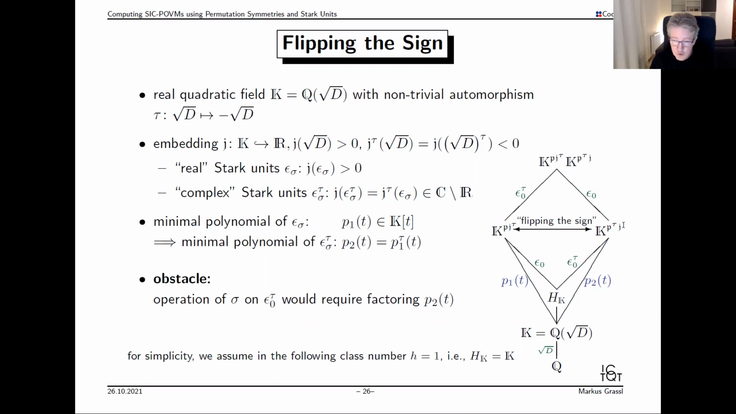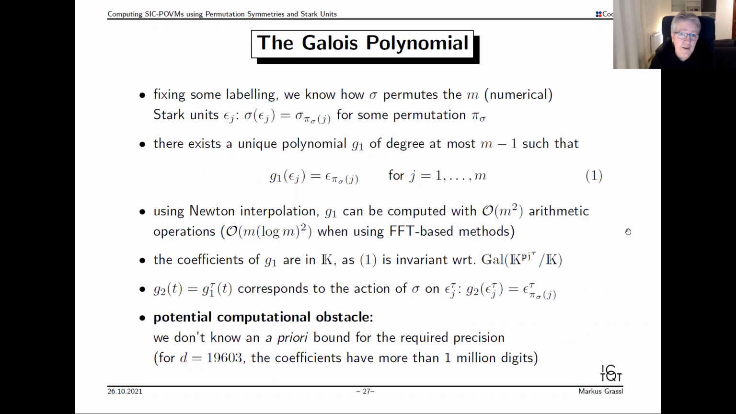And the computational obstacle now is we could do everything in the algebraic domain, apply all these automorphisms, but that would require factoring the polynomial as we did before. And we found a way around that. That is by directly going on the numerical level from this one to that one. And that's actually an idea that is already in the PhD thesis of Jean. That's the so-called Galois polynomial.